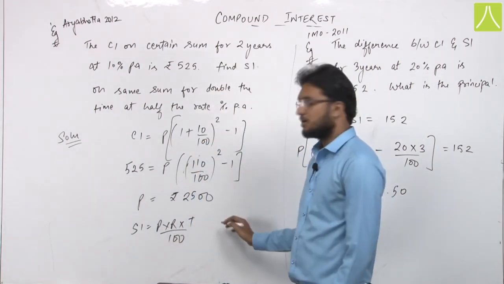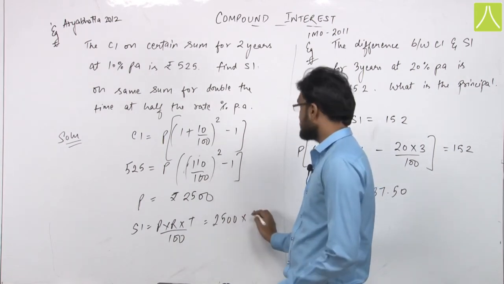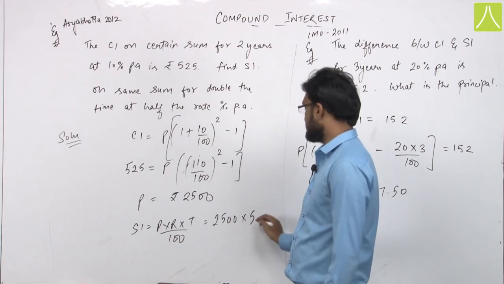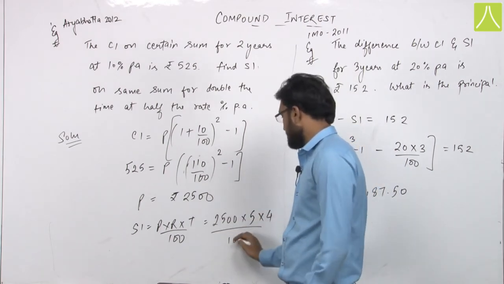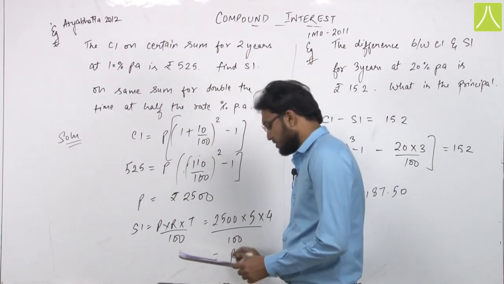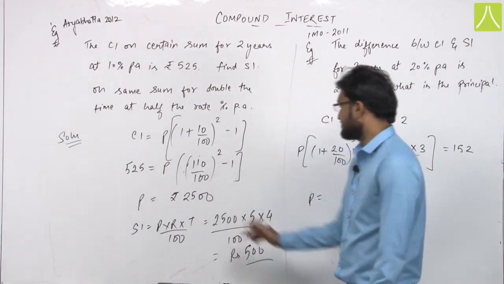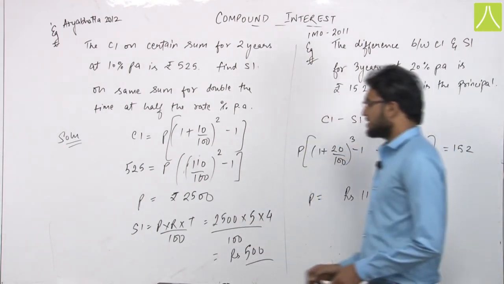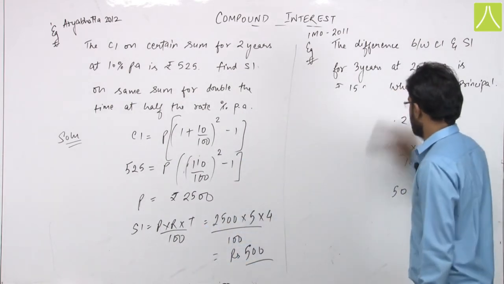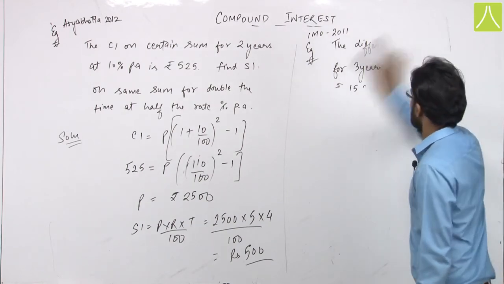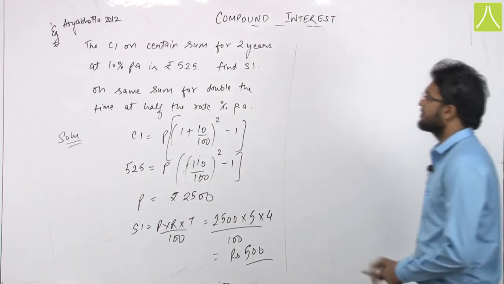The principal amount will be 2500, into rate, and we have to calculate the rate percent, which is 5%, half of the rate percent, and the time will be twice, that is 2 into 4, divided by 100. Solving this, you will get rupees 500 only. Hence the simple interest for this condition will be rupees 500. This was the question that came in Aryabhat 2012.